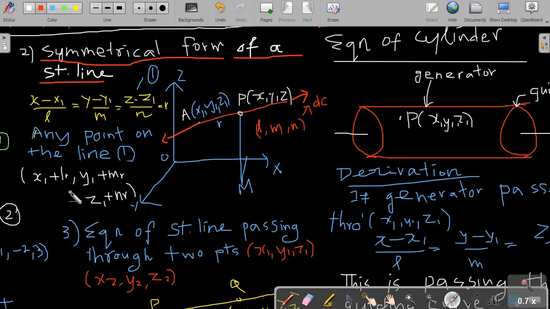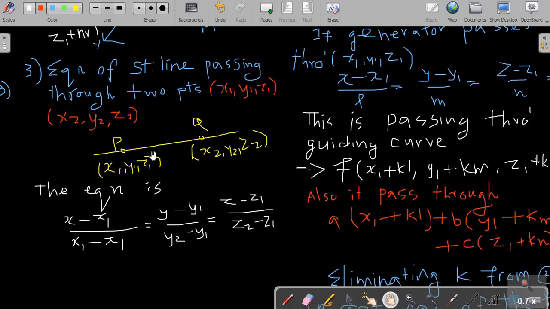Okay, so this is some point on this particular line. That's what you have to understand. Now the third form of the equation is the line joining 2 points. We know that when there are 2 points on a straight line, we will have another form of straight line equation.